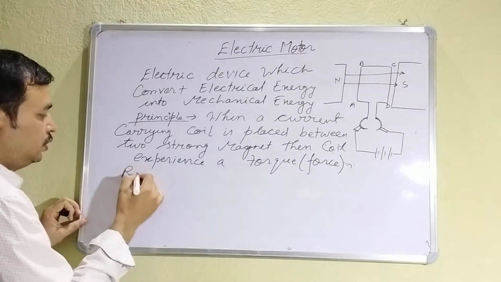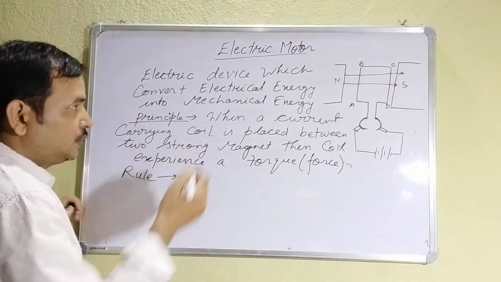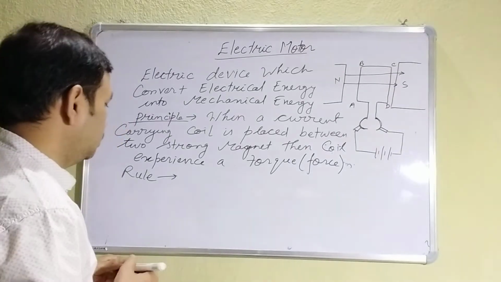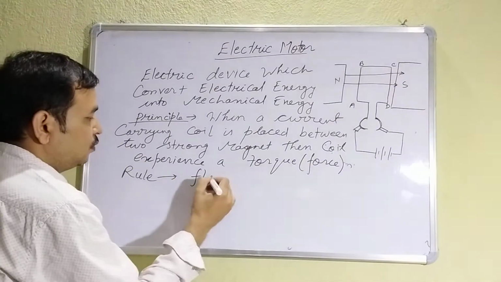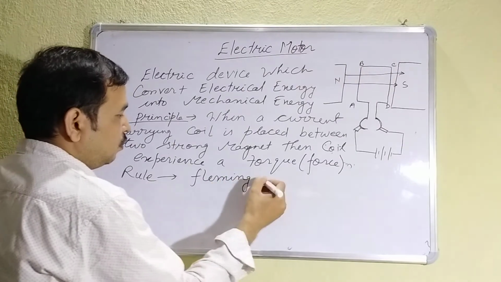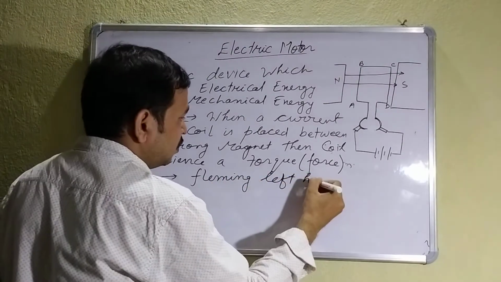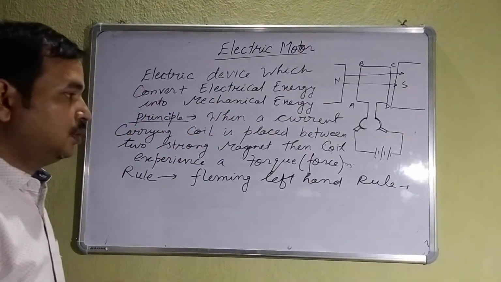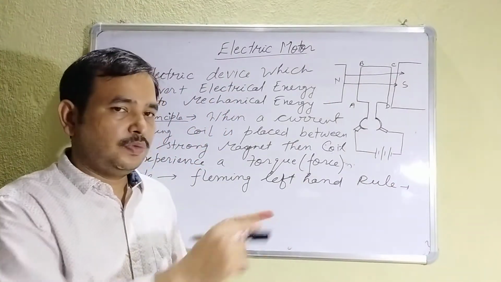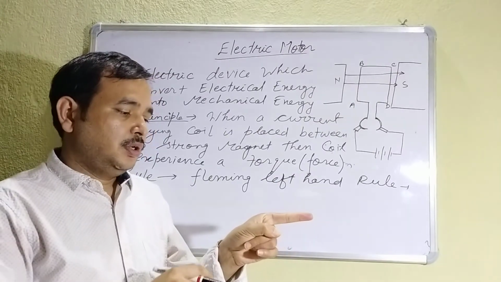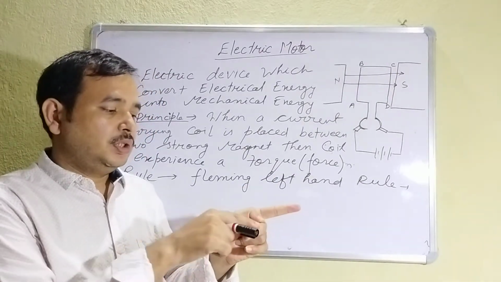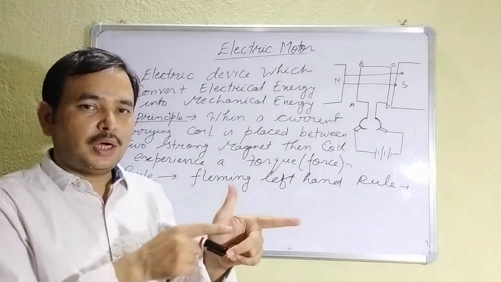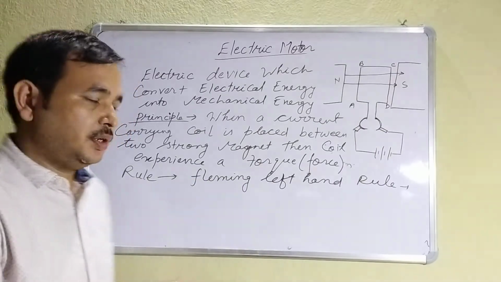Now, third is the rule on which we will discuss the working, how it rotates. It is the rule given by Fleming, known as Fleming's left hand rule. So what is Fleming's left hand rule? He told that if you stretch the forefinger in the direction of magnetic field and the middle finger in the direction of current, then the thumb shows the direction of force on the conductor.